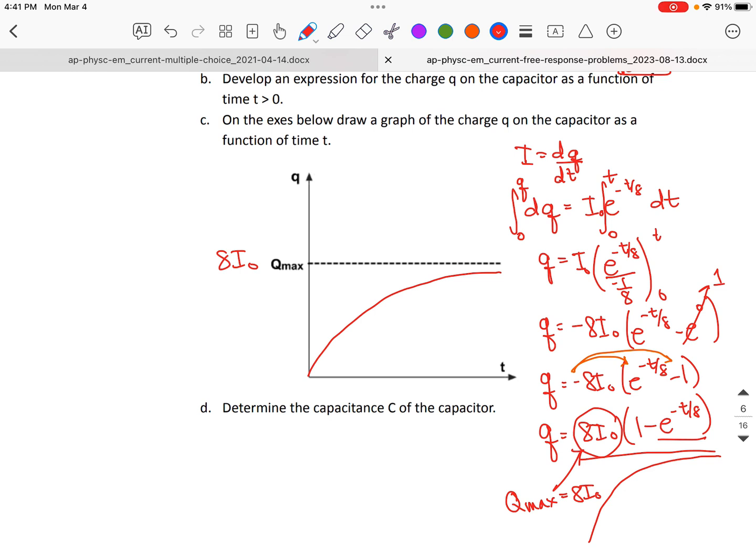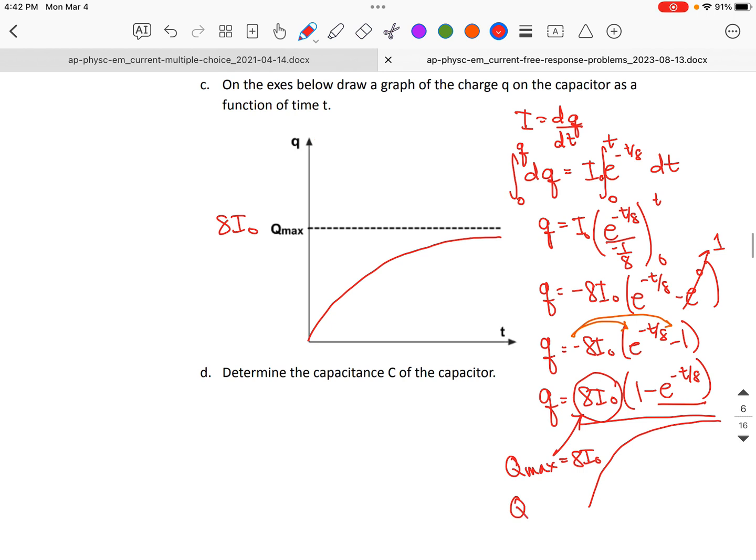We're given the fact that I naught is equal to 15 microamps. In the answer key, I don't know why they do this, but charge is equal to voltage times capacitance. And voltage, again, is another variable for epsilon, or our EMF, electromotive force. So they substitute EC in for the Qmax, but the numerical value is in the equation anyway, so I don't care how you represent it.